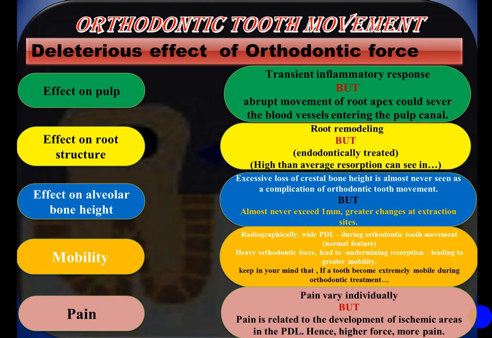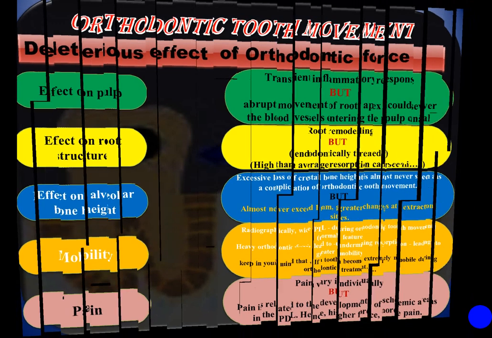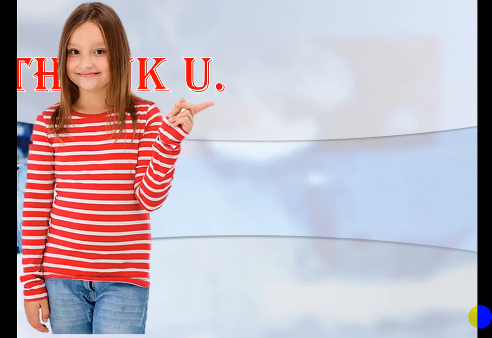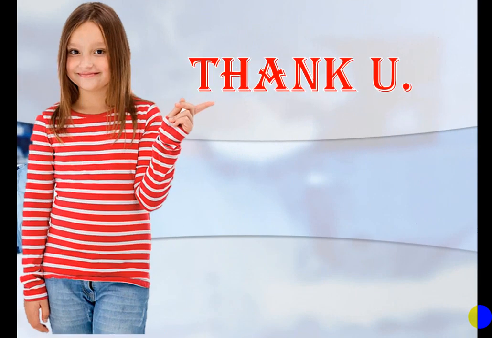So this is about the deleterious effects of orthodontic force, what happens if the orthodontic force is applied to the tooth, whether it has any effect on the tooth and its surrounding structures, and whether it is a transient or permanent effect. So these are all the information about orthodontic tooth movement and what happens during the phases of orthodontic tooth movement.